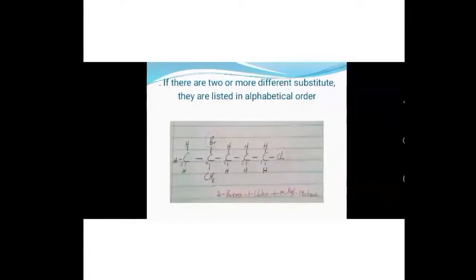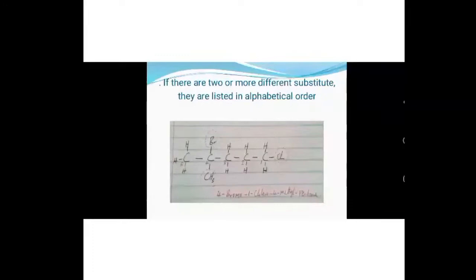The 5th rule says if there are 2 or more different substituents, they are listed in alphabetical order. Looking at this structure, you can see that we have the Br, that is bromine, we have the Cl, that is chlorine, and we have the CH3, that is the methyl. They are all substituents because they are all attachments on the parent carbon. The Cl is on the same line with the parent carbon, but because it is not a carbon atom, it is not considered part of the parent chain.